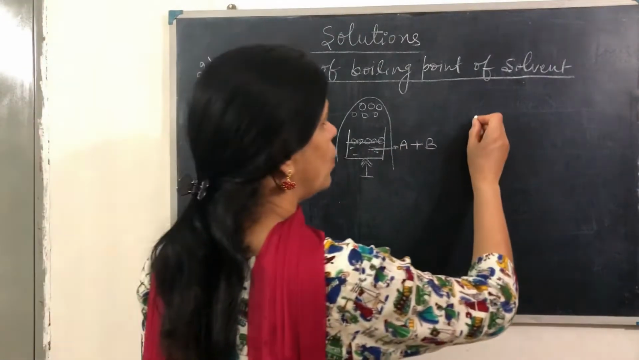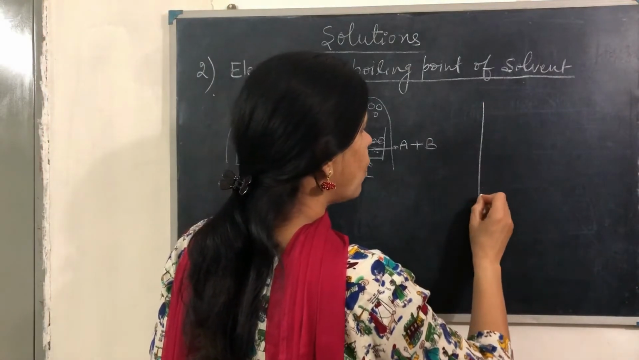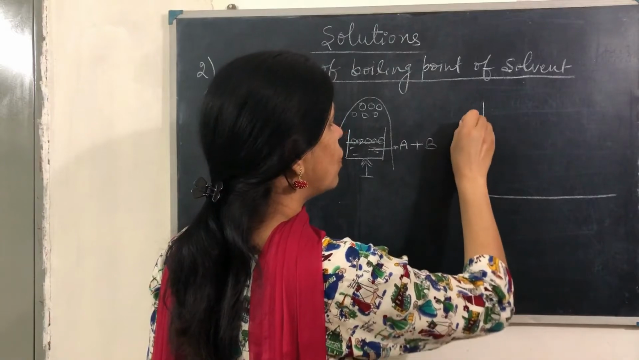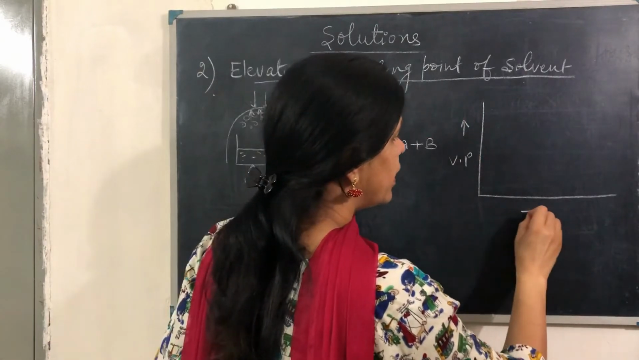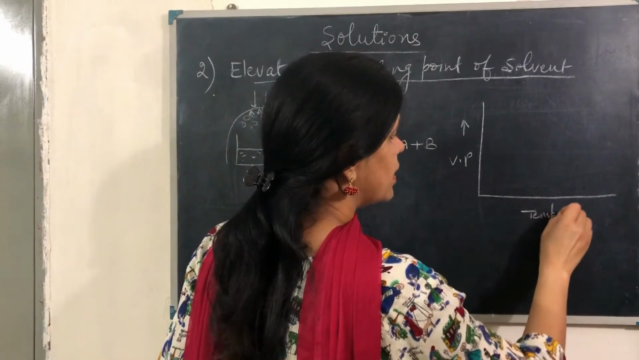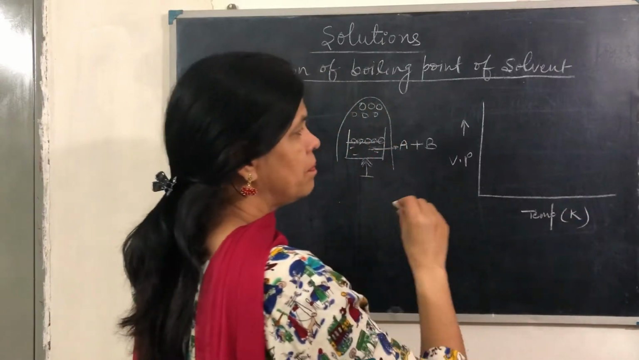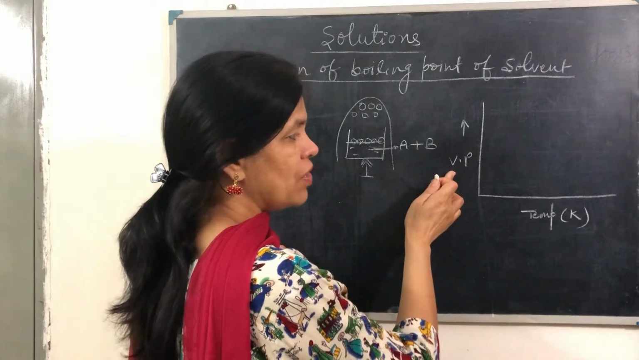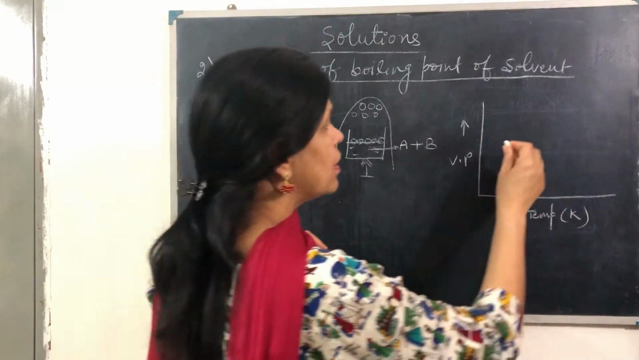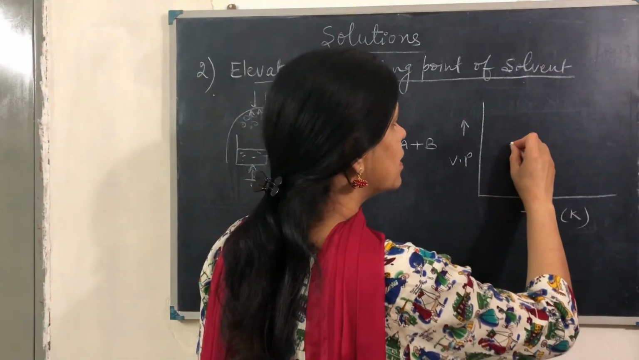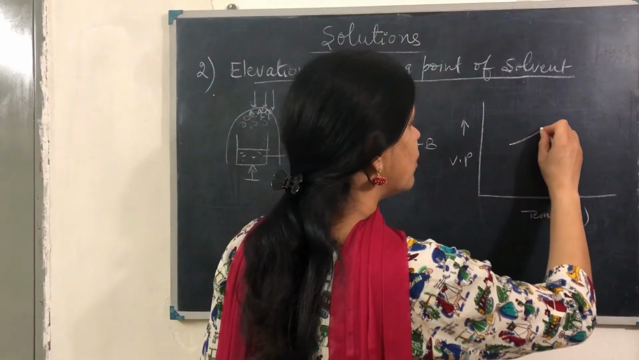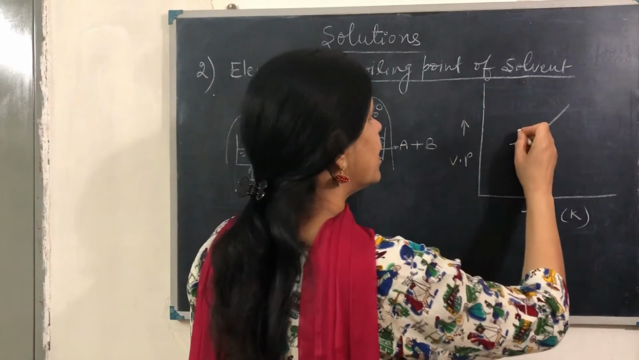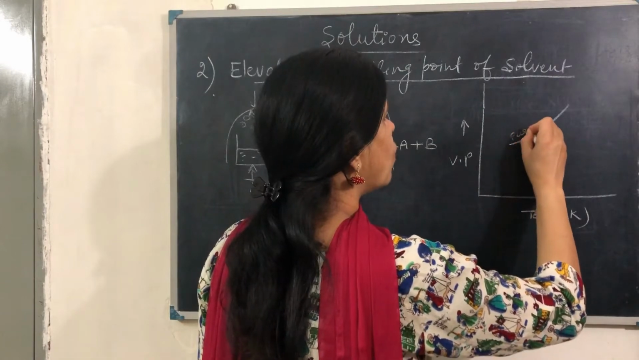elevation of boiling point. If I plot a graph between vapor pressure on the y-axis and temperature on the x-axis, it is expressed in Kelvin. We already know if I raise the temperature, vapor pressure increases. So the graph is something like this. If I increase the temperature, vapor pressure keeps on increasing. And this I'm talking about pure solvent.